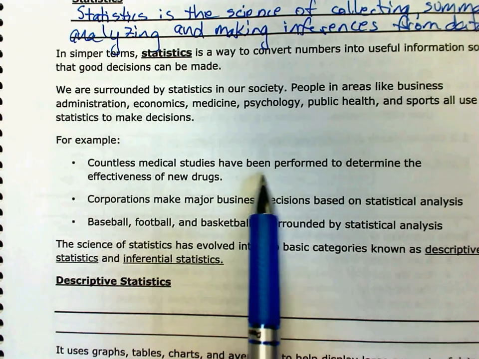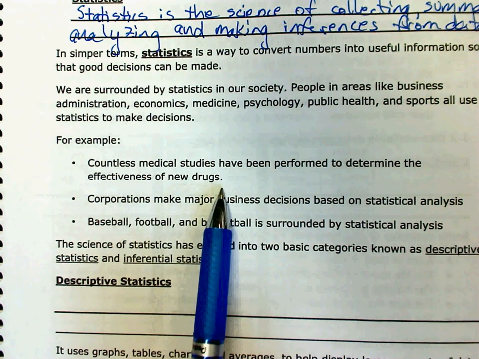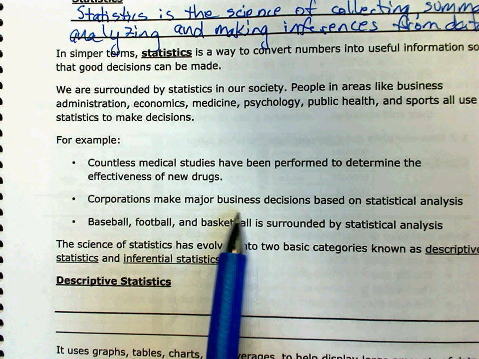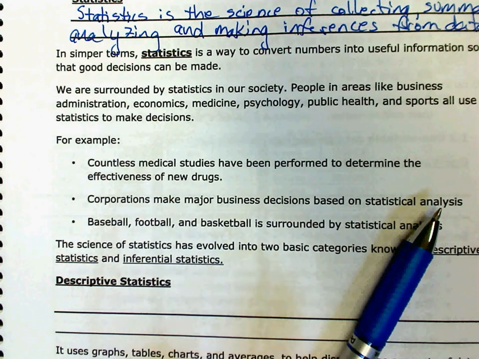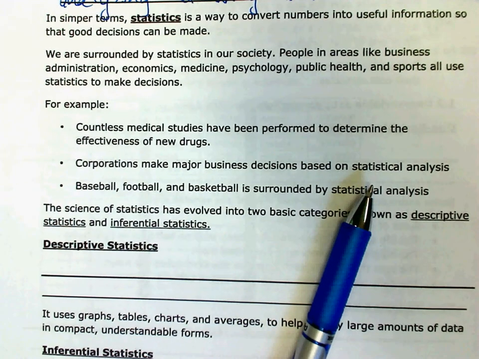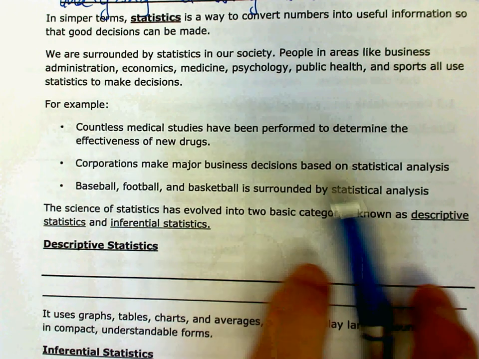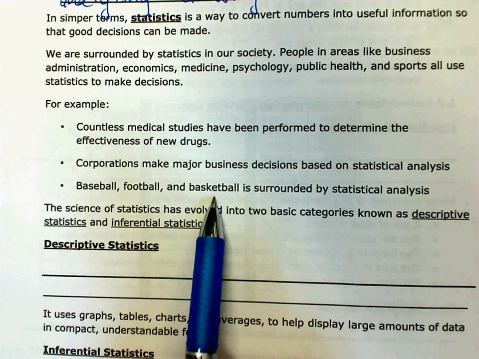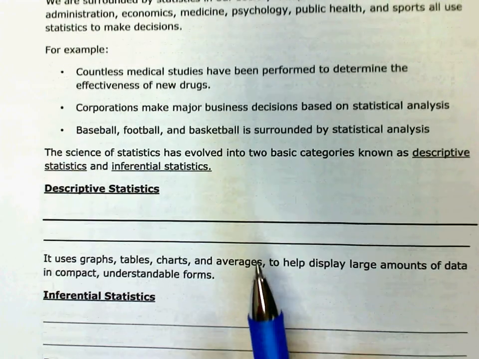Countless medical studies have been performed to determine the effectiveness of new drugs. They use statistics and statistical methods. Corporations make major business decisions based on statistical analysis. When you're in a corporate meeting, those business people and CEOs are not going to want to know the derivative of something or the integration of something. They want to know the stats. They want to know what's the probability we'll make a profit, etc. That's what they're looking for in those kinds of decisions. Again, baseball, football, basketball, batting averages, scoring averages, whatever. Sports have lots of statistics.